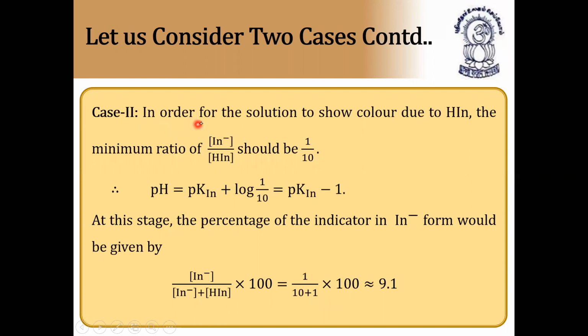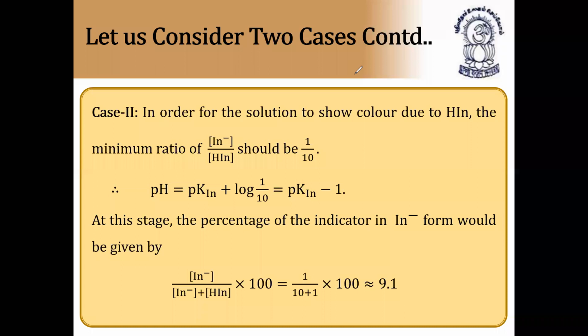Case 2. In order for the solution to show color due to HIN, rather than color due to IN-, the minimum ratio of IN- to HIN should be 1 by 10. So the log should be minus 1: pKIN + log of 1/10 is equal to pKIN minus 1. So it is 9.1 percent.